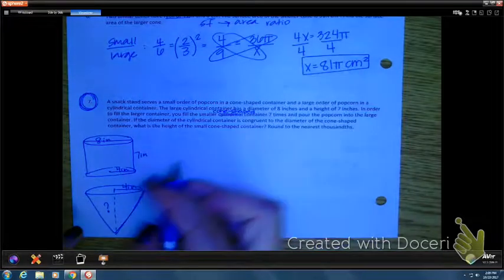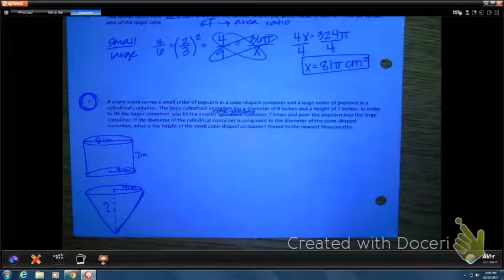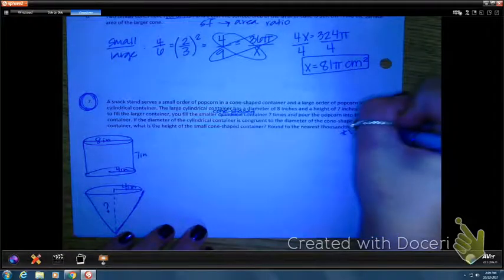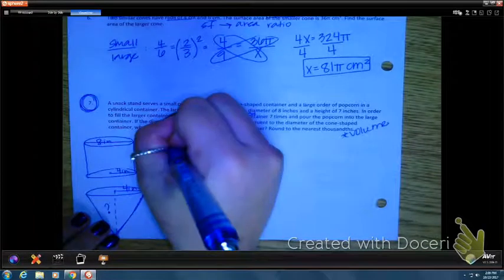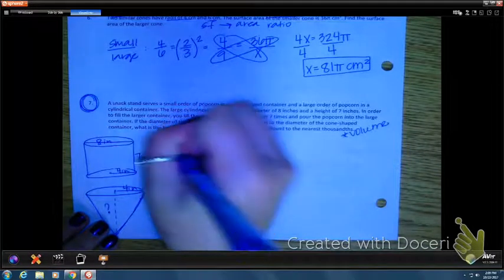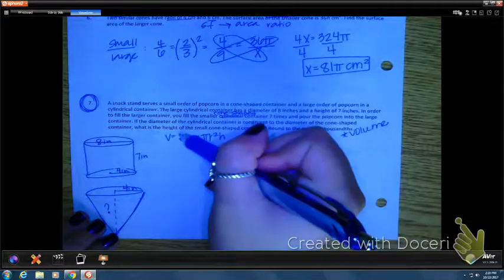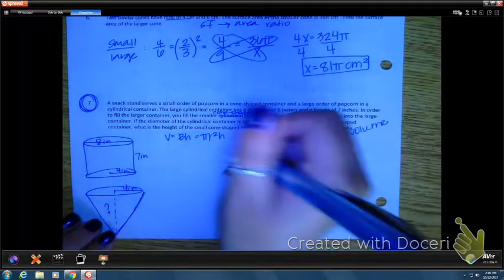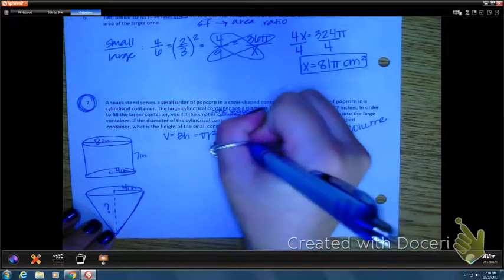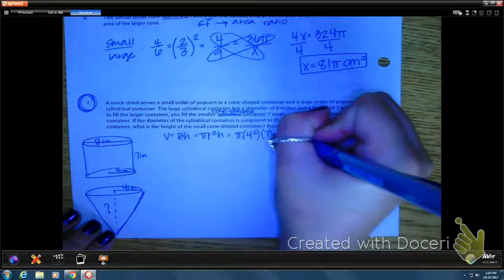Okay, so when we're talking about filling things, are we talking about surface area or volume? Hopefully you said volume, so we're focused on volume. So let's find the volume of our cylinder. The volume of a cylinder is capital B times H, which we've talked about is pi r squared times H, because we find the area of our circular base by pi r squared. So you're going to have pi times 4 squared times your height, which is 7.